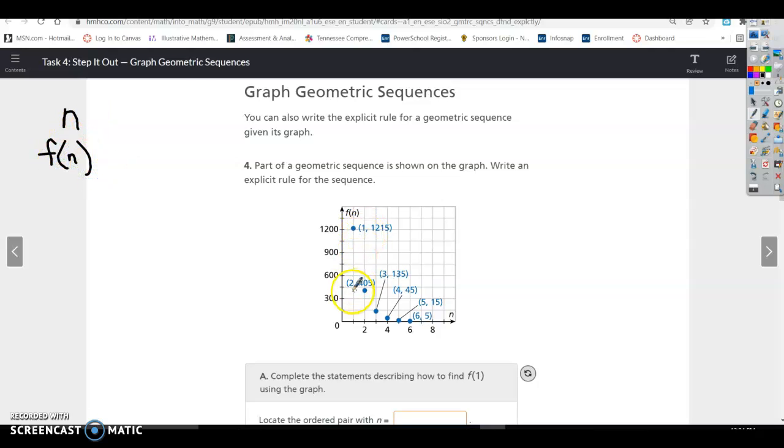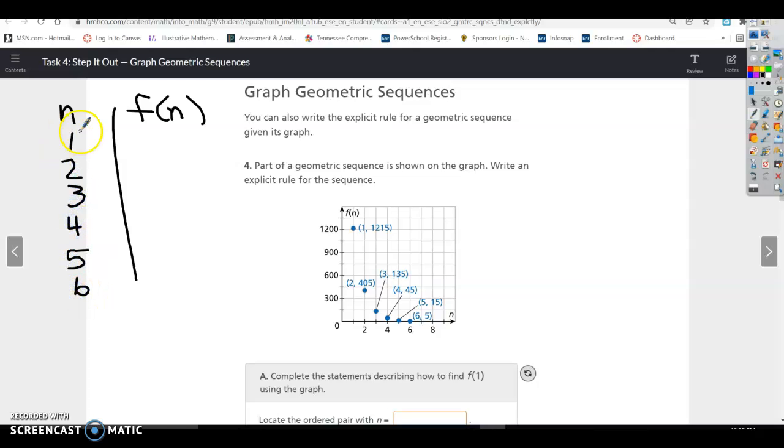If we make a table, we're going to see that it's 1, 2, 3, 4, 5, 6, and then we've got 1215, 405, 135. Let's write these down instead of sideways, so I'll have more room. n, f of n: 1, 2, 3, 4, 5, 6. So 1 goes with 1215, then 405, 135, 45, 15, and 6 goes with 5. Now it makes it a little easier to see the ordered pairs from the graph.